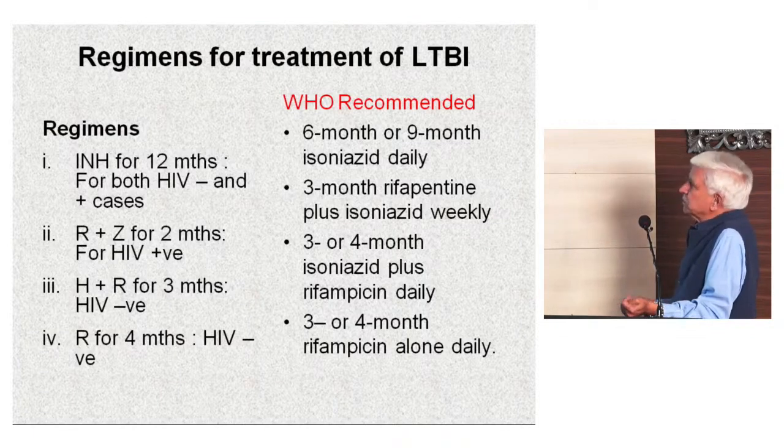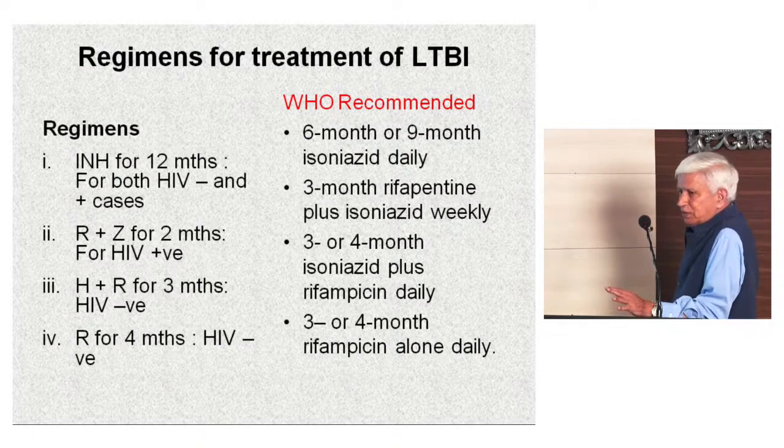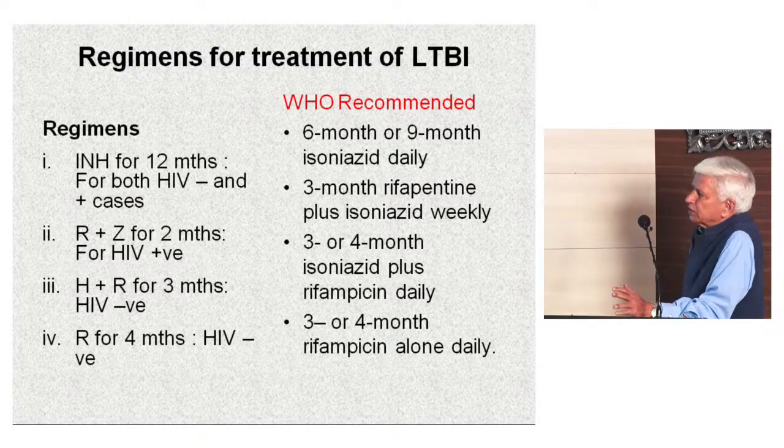And there are multiple regimens for treatment of latent tuberculosis which have been recommended. Some people say INH for 12 months, INH alone, both for HIV negative and positive cases. Then they say rifamycin plus INH for 2 months. That's all, you see. And for HIV positive patients, some say INH plus rifamycin for 3 months or rifamycin for 4 months. These are some of the regimens recommended.